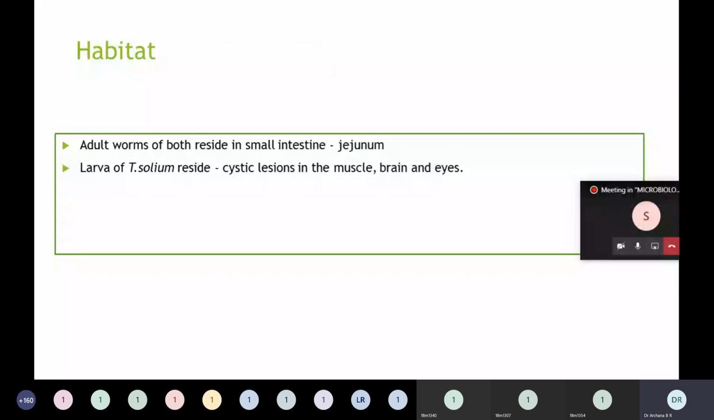Habitat. Adult worms of both the species reside in the small intestine, most commonly in the jejunum. The larva of Taenia solium resides in cystic lesions in muscle, brain, and eyes.